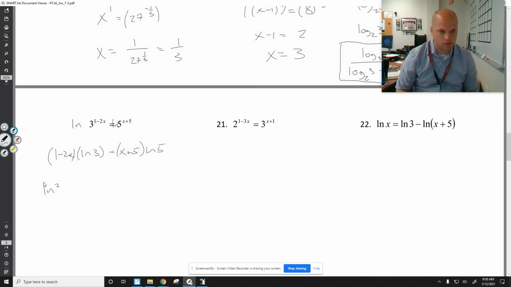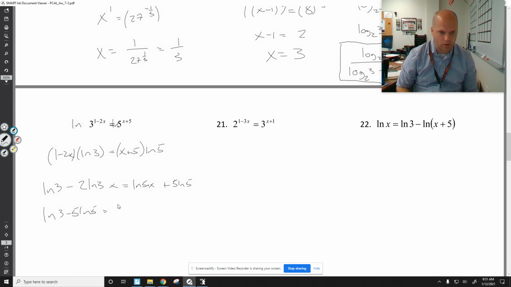I could distribute things. I'm going to write this as 2 times the natural log of 3 times x. This is x times the natural log of 5. It's probably better to write it as the natural log of 5x. Plus, this is the natural log of 5 times x, not the natural log of 5x. That's important to write. Plus 5 times the natural log of 5. Move the x's onto one side, move the things without onto the other. So let's just add the 2 natural log 3x to the right side. Let's subtract the 5 natural log 5.